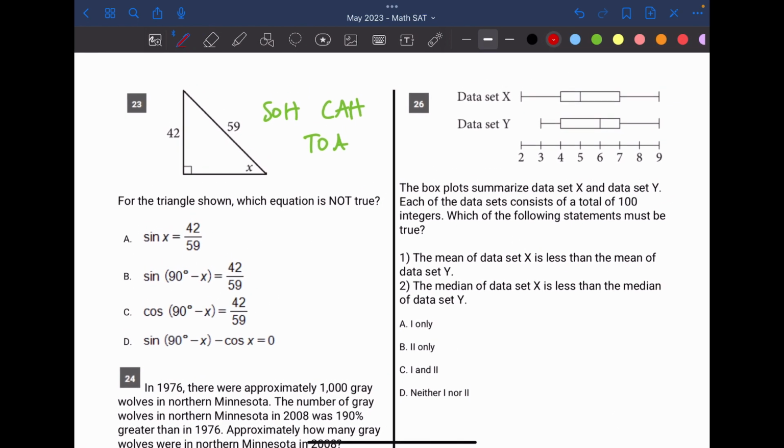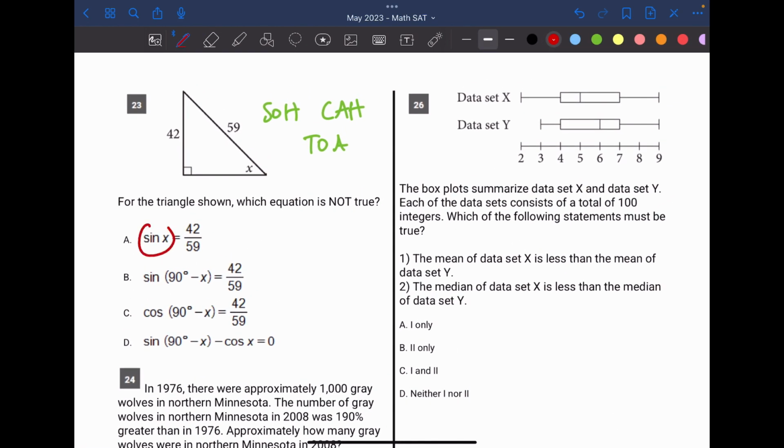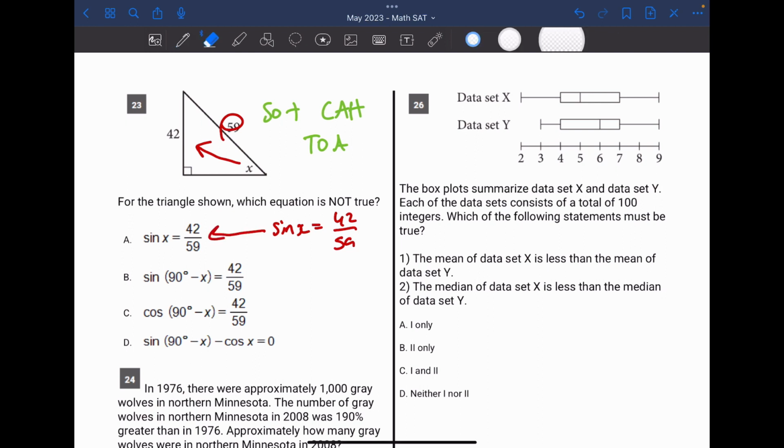But if you have trouble with it, you can basically find sine x using some other way. But yeah, sine x should be opposite over hypotenuse. So 42 over 59. So sine x is equal to 42 over 59. Since that matches our first expression, that means A is correct, but the question is asking for what's not correct, so A is not our choice.